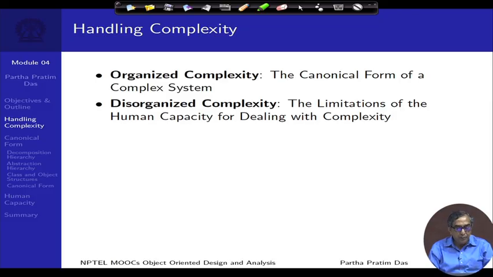The other part of the complexity, unfortunately, as it stands today, is disorganized, and that has to do with us. The most significant component in the whole process of analysis and design is a human being, because it is a human process. Unfortunately, there is a severe limitation of human capacity, and that leads to a lot of complexity in the overall analysis and design problem. We cannot handle a lot of information together.